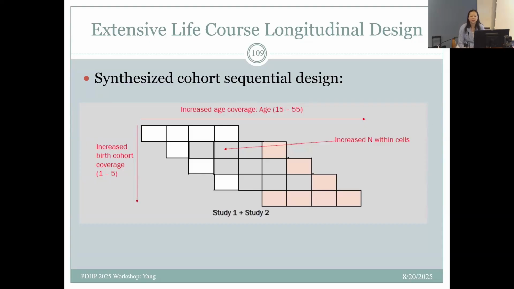So essentially, the principle is that you can combine these cohort studies should they overlap in age to whatever degree. They cannot be completely separated, so that one is early life and stops at age 20, and the other starts at age 50. So we might have a little problem there. But so long as they overlap a little bit in age, you can use this synthesized cohort sequential design to stitch them together, and then do more than what you could do with individual studies.